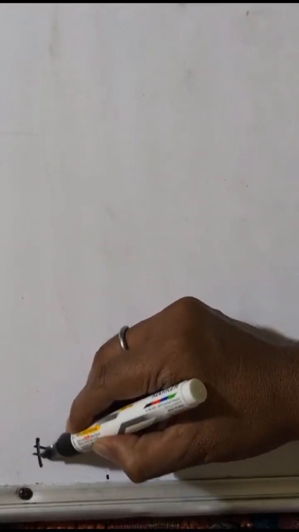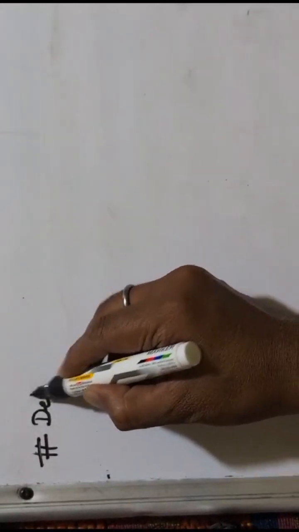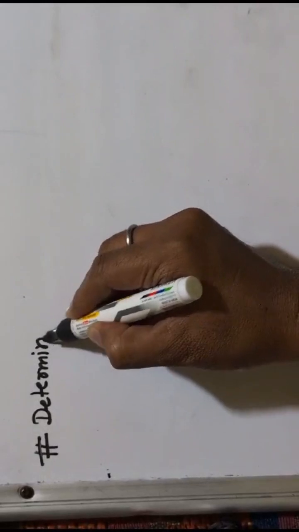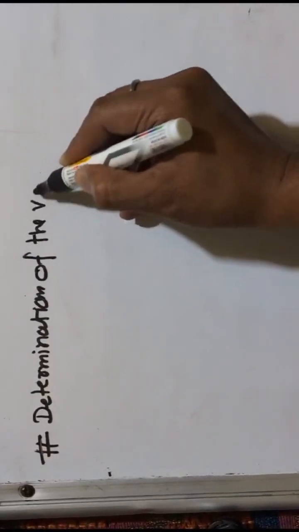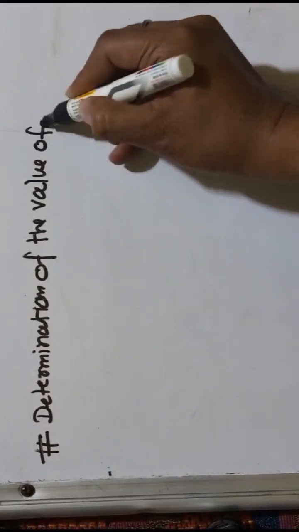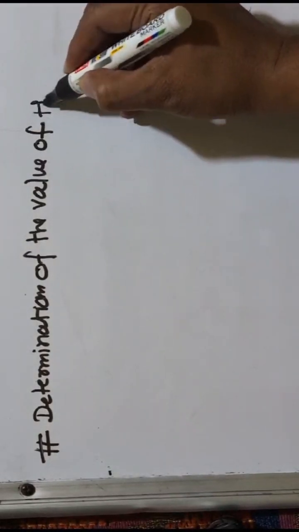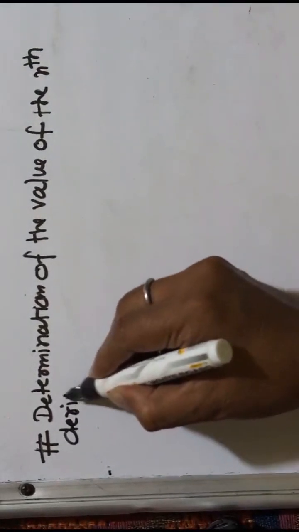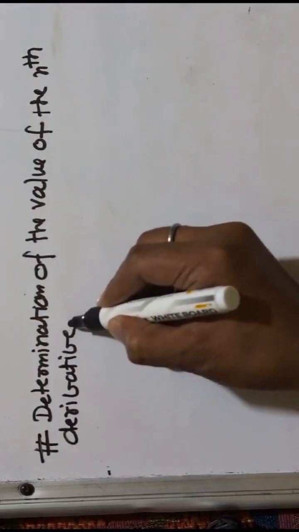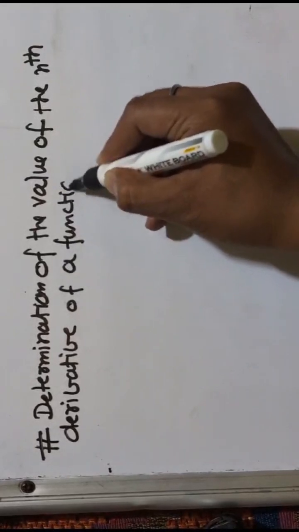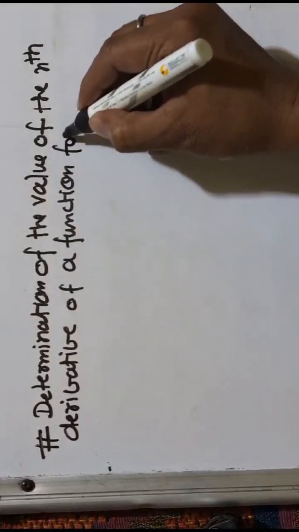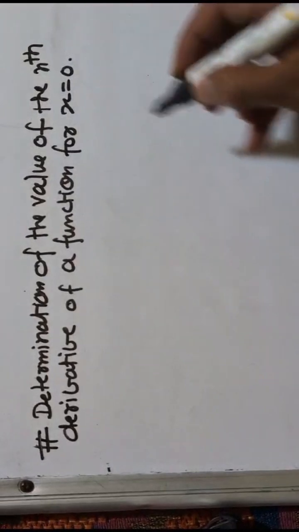Next topic. Based on Leibniz theorem, determination of the value of the nth derivative of a function for x is equal to 0.